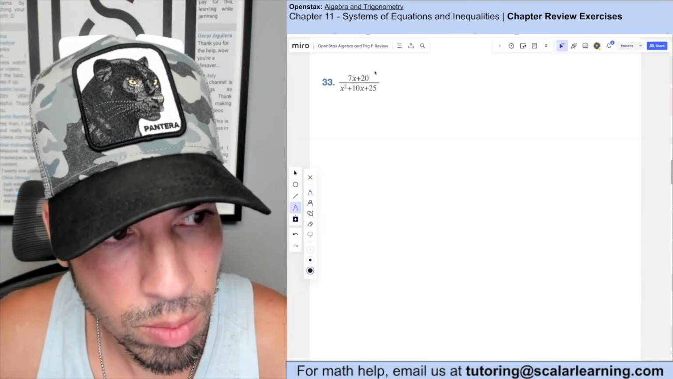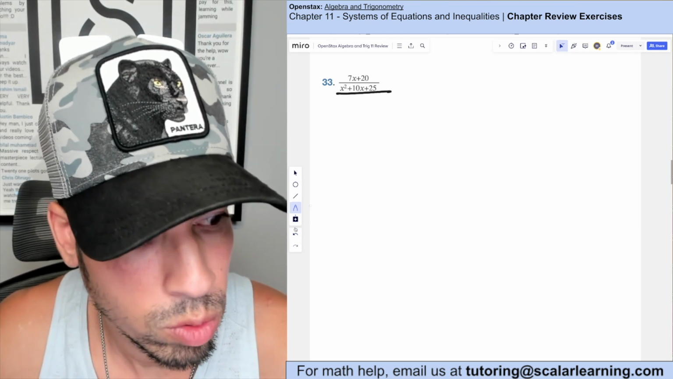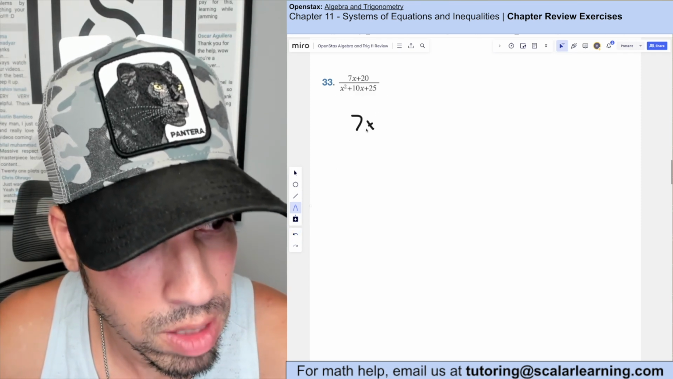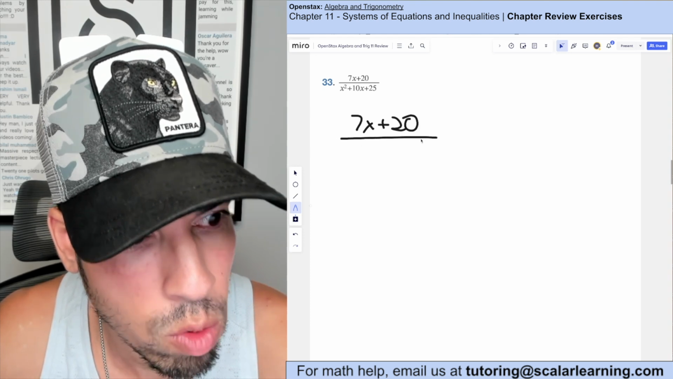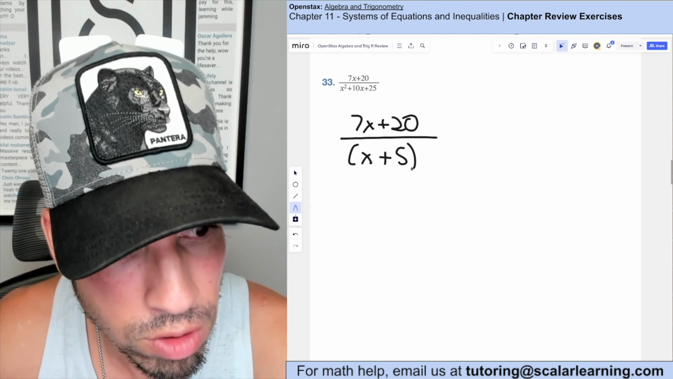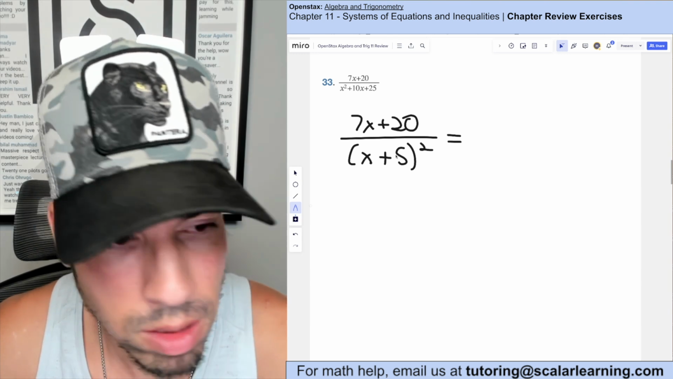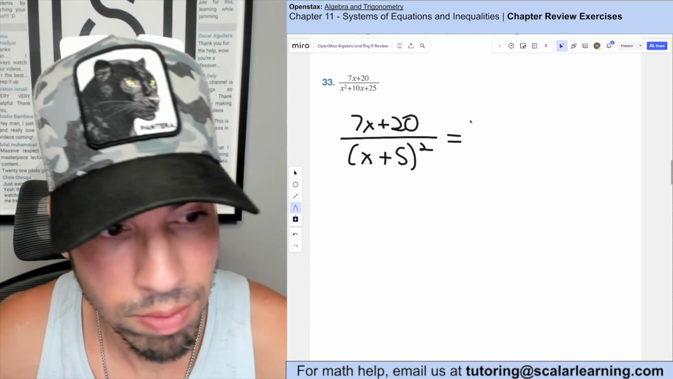So for this one, once again, we got a nice linear factor on the top, and we're going to factor that on the bottom. So we have 7x plus 20 over, and this happens to be a perfect square trinomial. It's actually (x plus 5) squared. And now when we have a repeated factor on the bottom, it's a little bit different than when we just had two different factors.